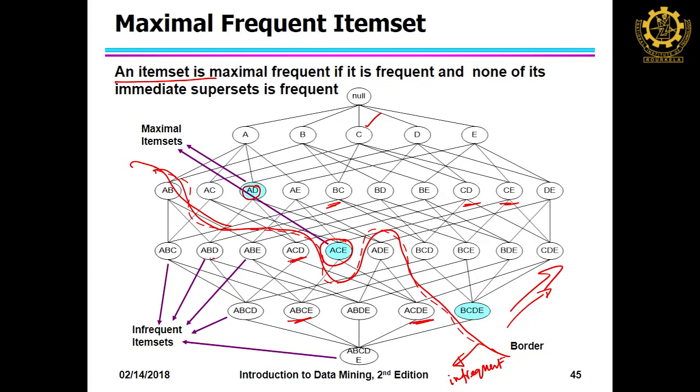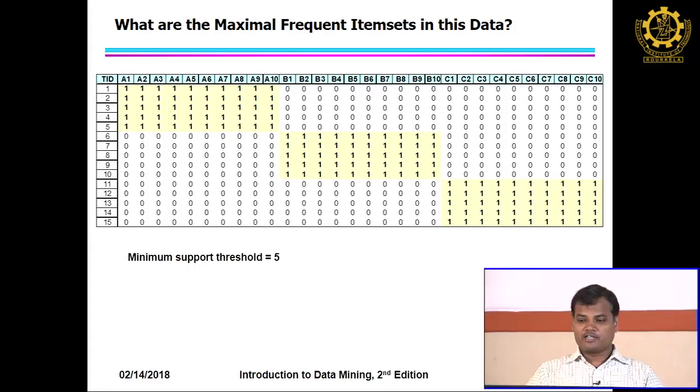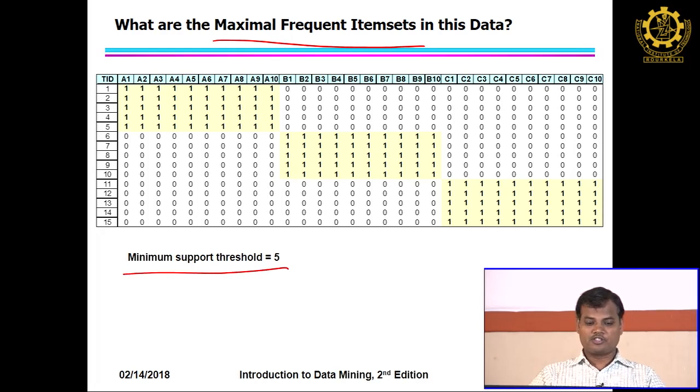An item set is maximal if it is frequent, obviously, and second, its immediate supersets are not frequent. So, what are the maximal frequent item sets in this data? The minimum support given is 5.